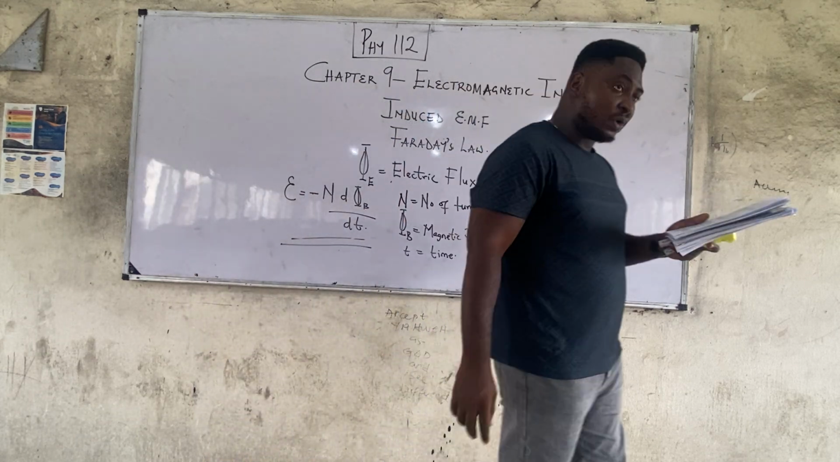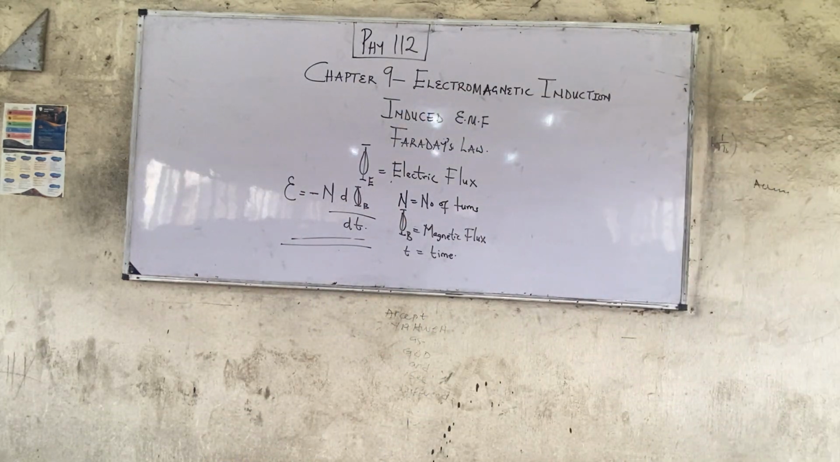Three, changing the what? Either the total area of the coil or the portion of that area that lies within the magnetic field.